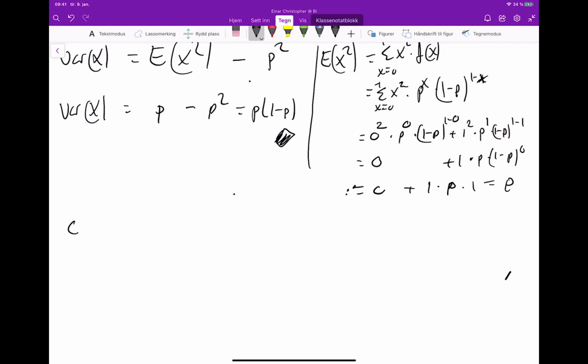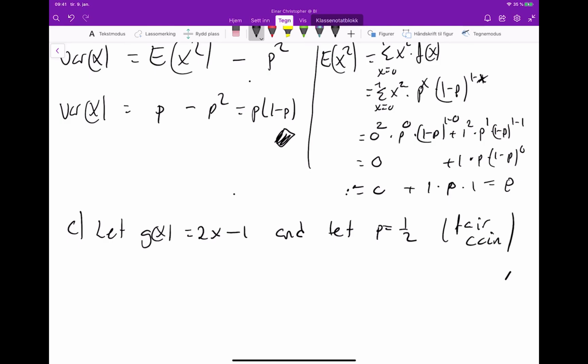Then we can do C. And here we let g of x be equal to 2x minus 1, and let p equal 1/2. Fair coin, if you can say it like that. And we are asked to show two things, but let's take one at a time. So first we're asked to show that the expectation of g of x is equal to 0.